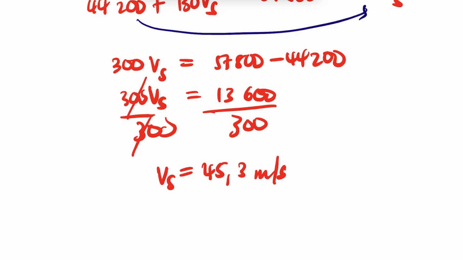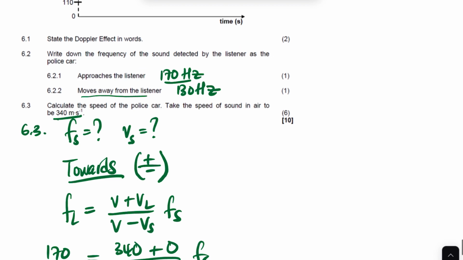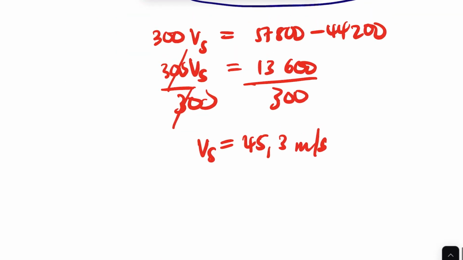I hope, guys, this makes sense. We were calculating the speed of the police car, right? It's 45.3 meters per second, guys. Thank you. Bye.